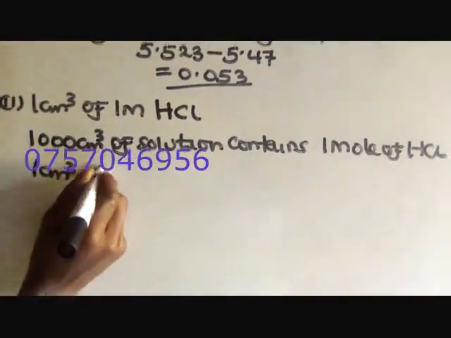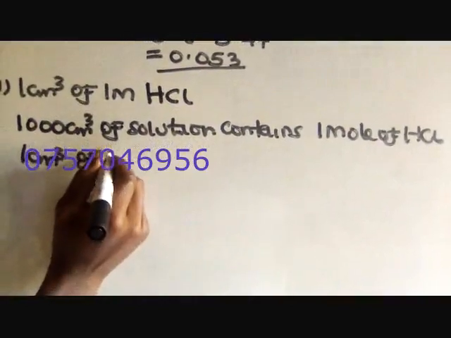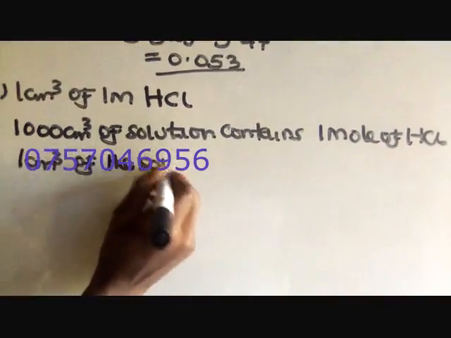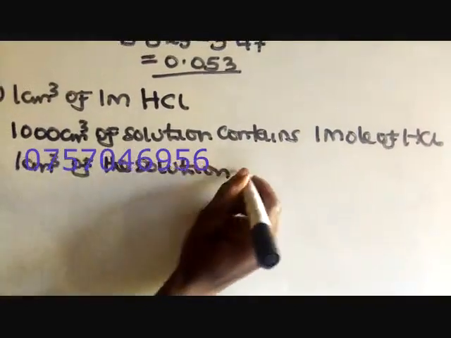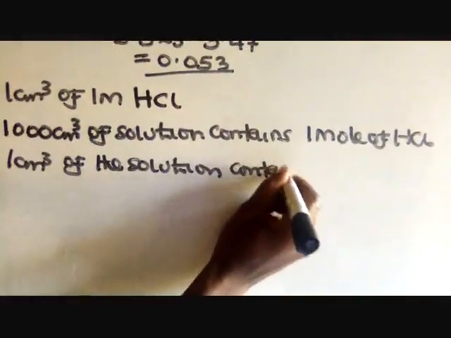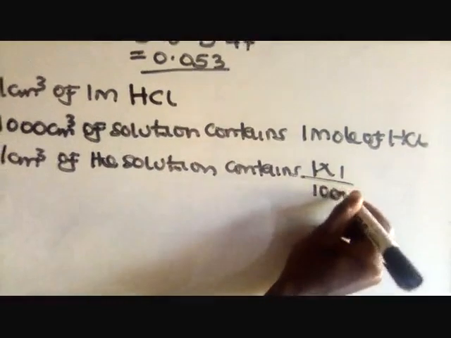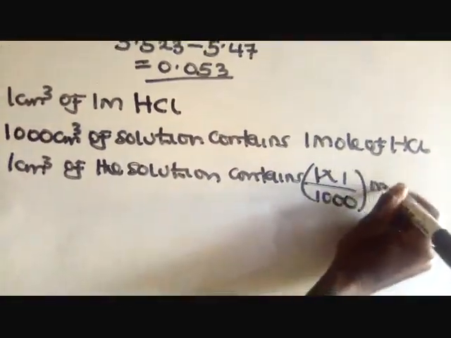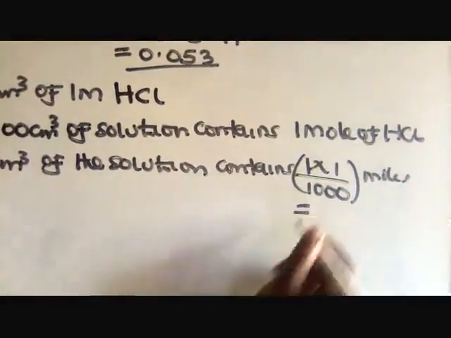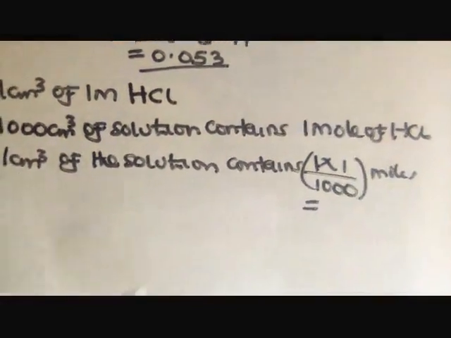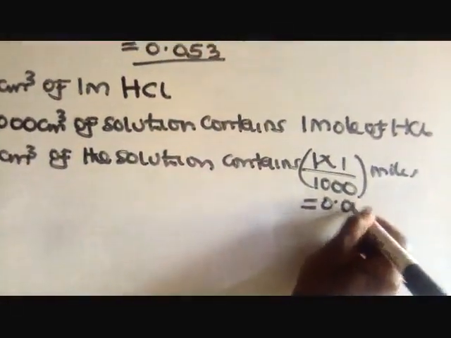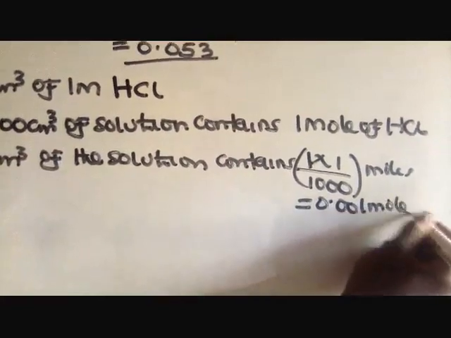1 cubic centimeter of the same solution contains, we are going to cross multiply, that is 1 times 1 out of our 1,000. And these are moles. And you discover that the moles which you are getting there, they are 0.001 moles now.